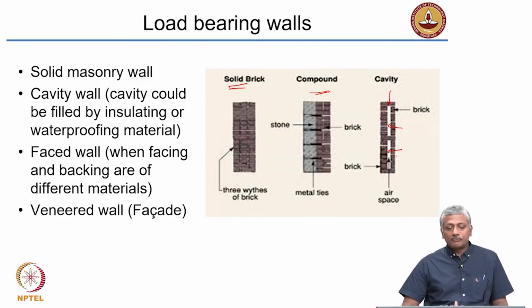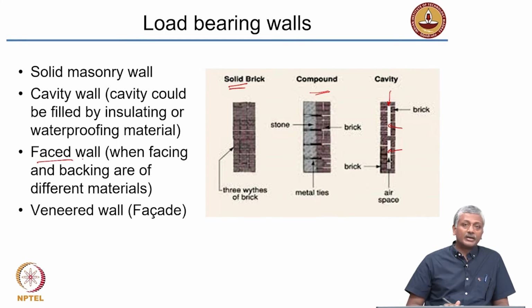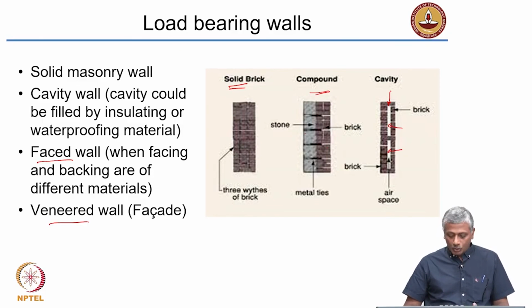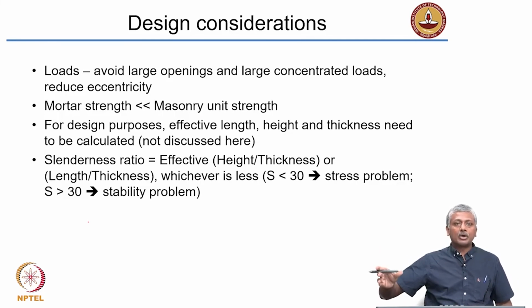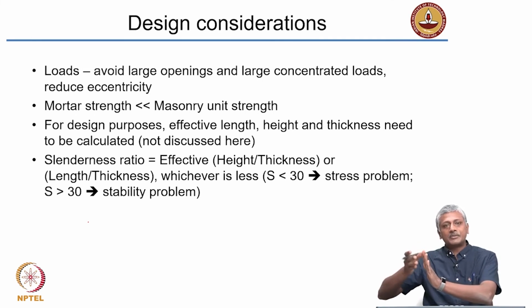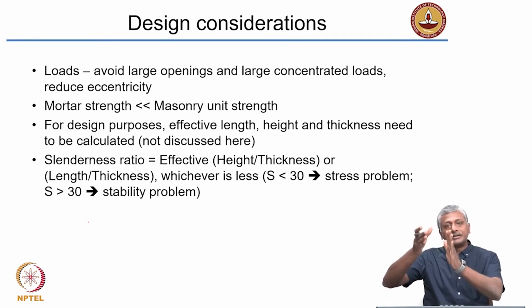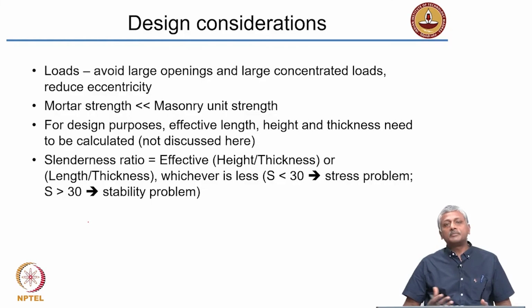So there are other examples of load bearing walls also. A faced wall where facing and backing are different materials, like composite walls or compound walls. Veneered walls where you use a facade. I showed you earlier a veneered wall which can be made with modern materials, where you had a concrete block wall and there was an air gap and some barriers, vapor barriers and all that. Then there was a veneer or a facade which was made with a brick wall. So all these are examples of different types of walls. Now, how do we design these walls? Obviously, we want to design the walls to take up the loads that are coming on top.